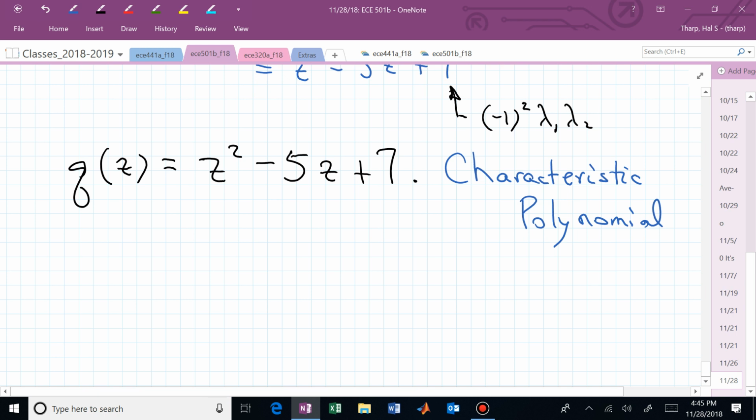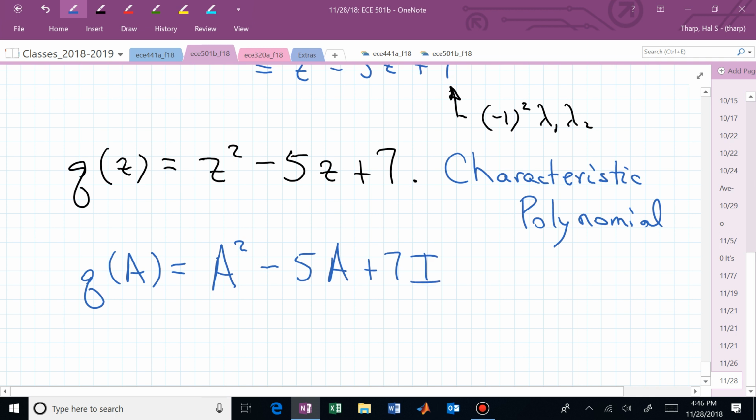But based on what we had last time, the last time we were in class together, can you tell me anything about Q of A? This polynomial applied to the matrix A. If we now replace z everywhere with A, the matrix, I can write that down. That's A squared minus 5A plus 7I. And A is our 2 by 2, so I is 2 by 2. What do we know has to be true about that?